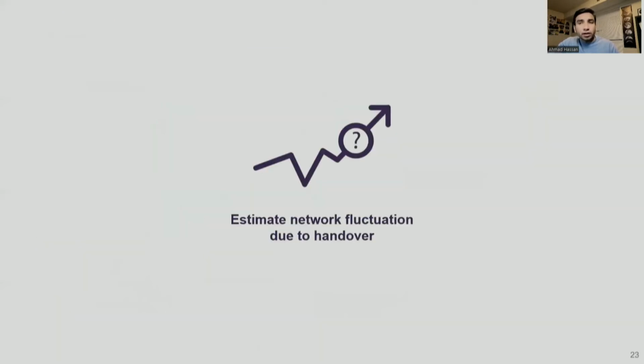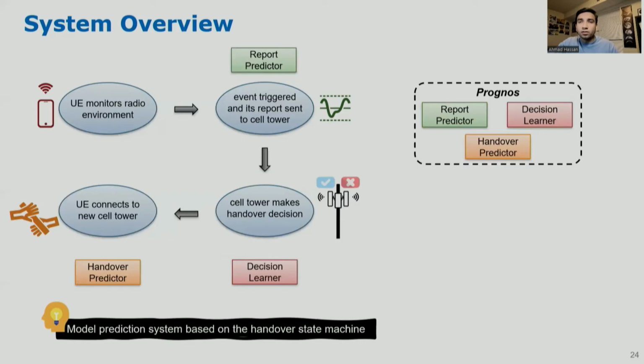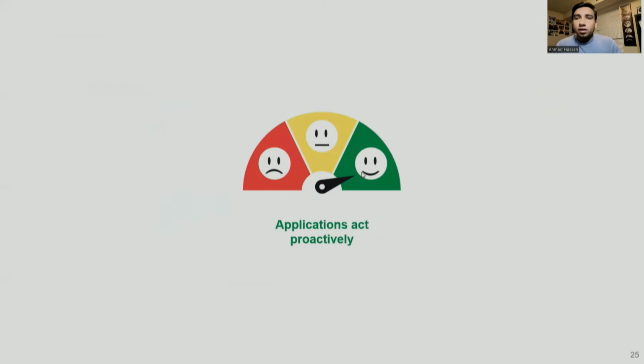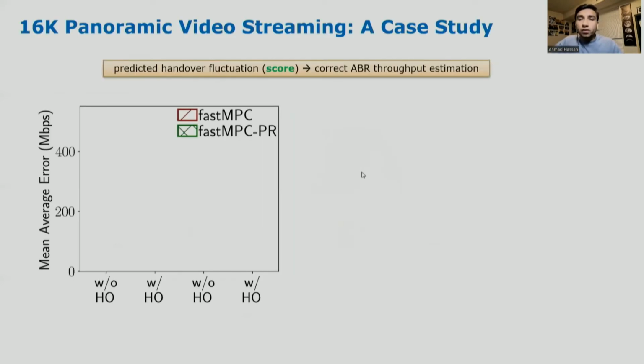To estimate the network fluctuation that is caused by these handovers, we look at the handover type that is predicted by our system, and then empirically calculate a score that quantifies the change in network capacity due to that particular handover type. To validate the usability of our system, we apply it to two applications, 16K panoramic video streaming and volumetric video streaming. Here, we show 16K video streaming as an example. We simply correct the throughput estimation of ABR algorithms based on the predicted handover fluctuation.